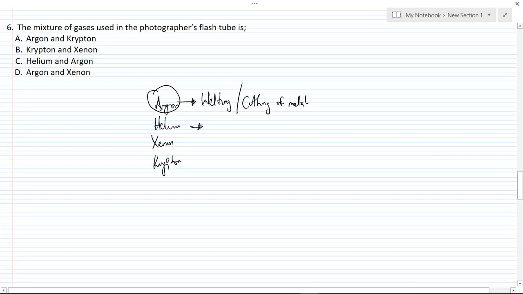And whenever you hear helium, that's the uses of helium, what should come to mind should be balloons. So now with this, we are going to apply the elimination to the options. So we have argon here, and since we are focusing on photographer's flash tube and not welding and cutting, so immediately we delete argon. And since helium deals with what? Balloons, so this is out of it. So the only option that is left is option B, and that is the correct option.